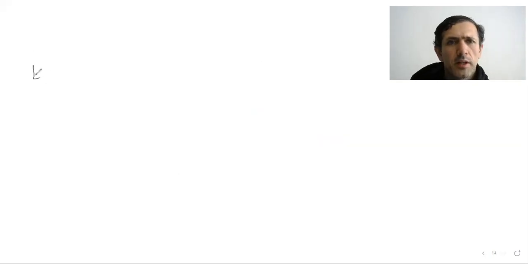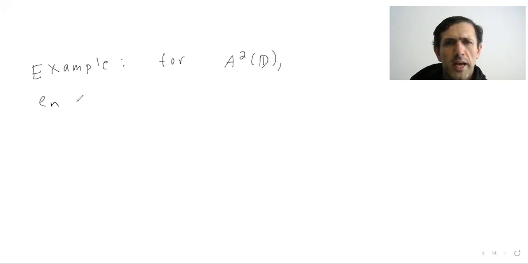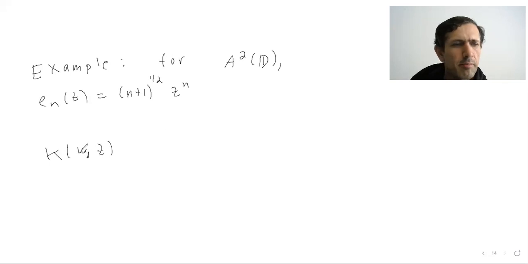All right. So as an example, for the Bergman space, remember E_n was given by the square root of (n plus 1) over pi, times z to the n. So let's just plug and chug and compute, and see what we get. Well, again, if you remember from 2 videos ago, you know what we're going to get. But if you forgot, then let's see.